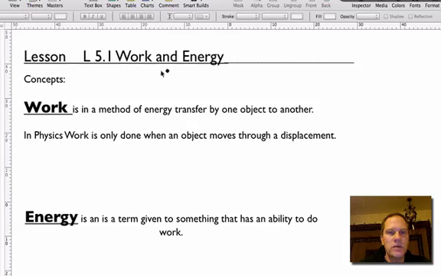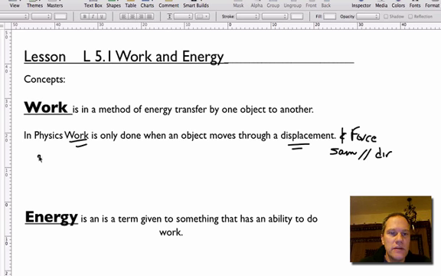Today we're going to look at work and energy, which is chapter 5.1 in your book. Work is really any method of transferring energy from one object to another. Work in physics is only done when an object moves through a displacement. The key here is that the displacement and force must be in the same direction, or the same parallel direction.